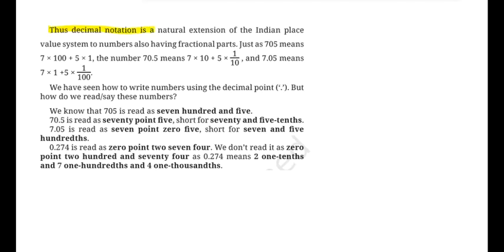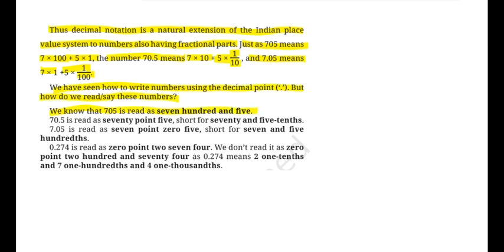Thus, decimal notation is a natural extension of the Indian place value system to numbers also having fractional parts. Just as 705 means 7 times 100 plus 5 times 1, the number 70.5 would mean 7 times 10, and now you are including the fractional part as 5 times 1/10. And 7.05 would mean 7 times 1 plus 5 times 1/100. So we have seen how to write the numbers using the decimal point, but how do we read these numbers? So we know that 705 is read as 705.